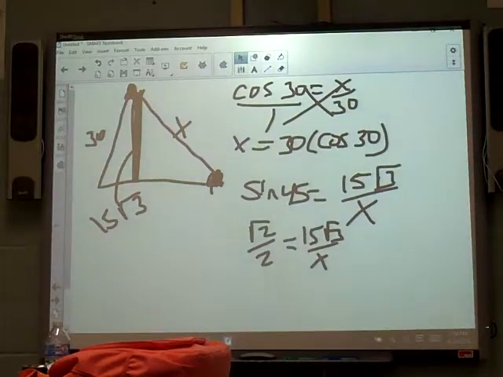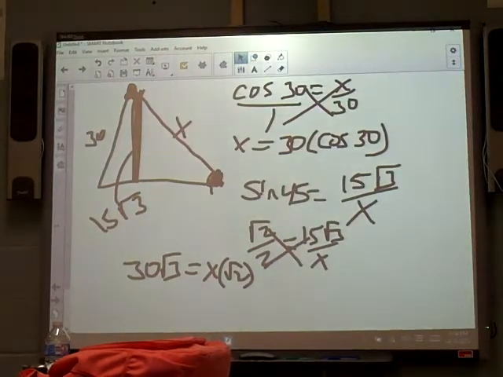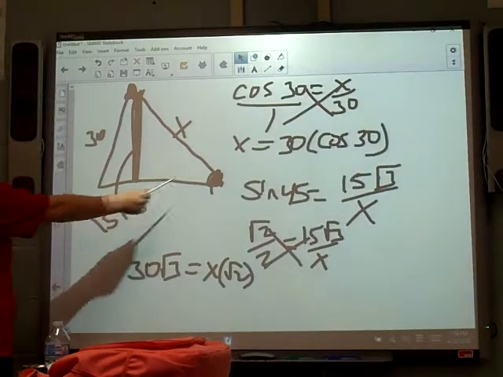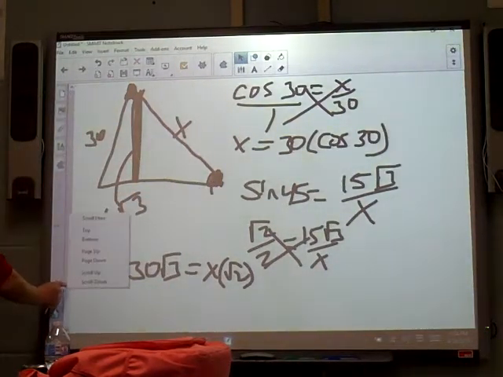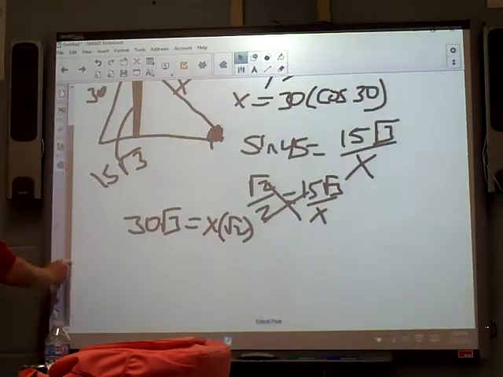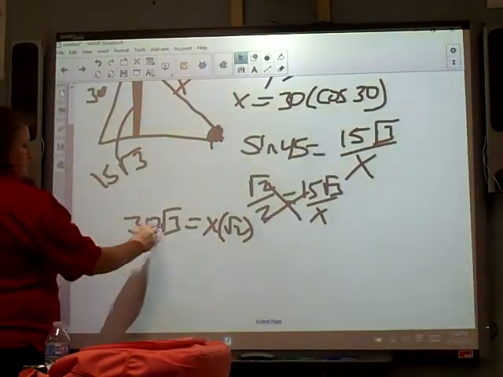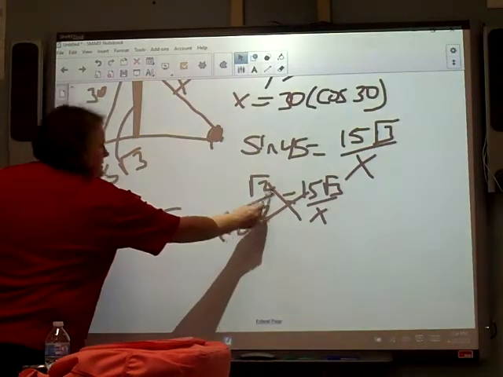Okay? So when you cross multiply on that, I got 2 times 15 square roots of 3, which is 30 square roots of 3, equals x times the square root of 2. So I just got to divide by the square root of 2. Yes, Grace? Where did the 45 come from? This angle right here off my picture. What does it say after the equal sign? x times the square root of 2. I got that from right there.